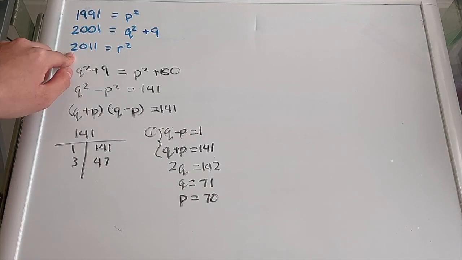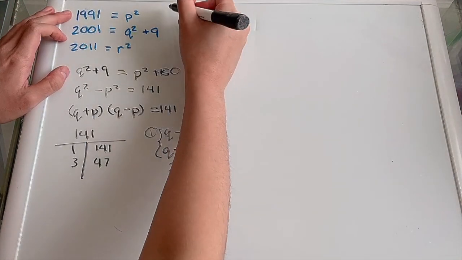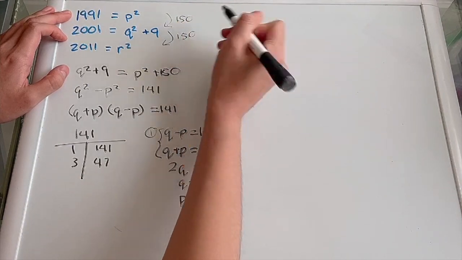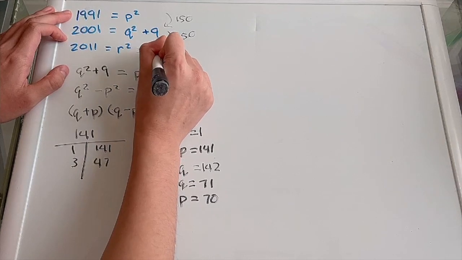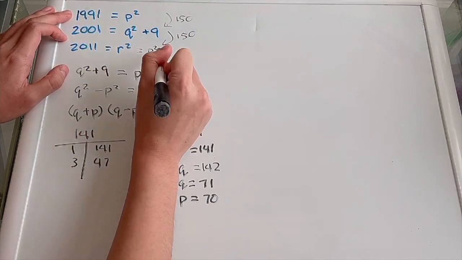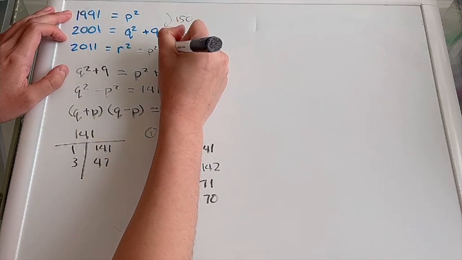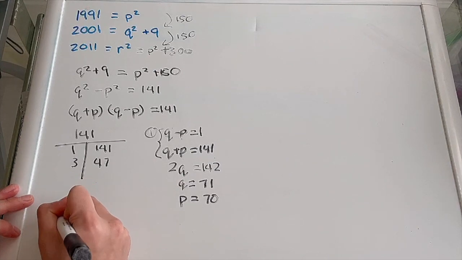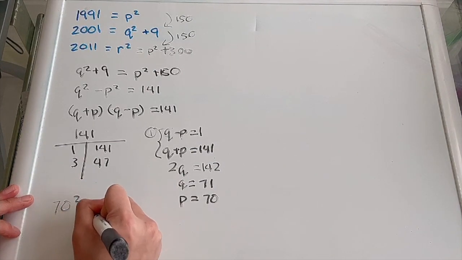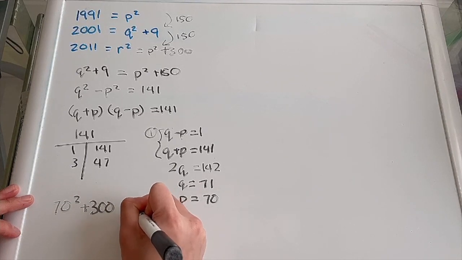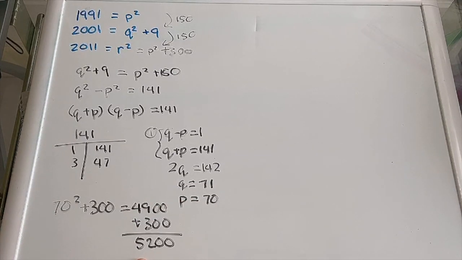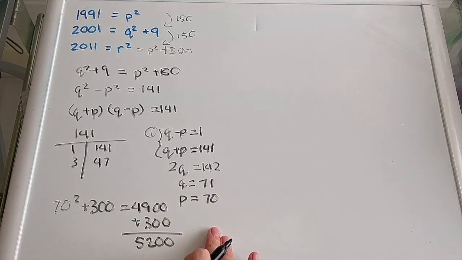So we know that from 1991 to 2001, they added 150, and from 2001 to 2011, it was also another increase of 150. So this would actually just equal p squared, which is the initial population in 1991, and then you add 300. And remember, this is also a perfect square, which is the r squared. So p is 70, so 70 squared plus 300, is this a perfect square? Well, we know that this is 4,900, and then you plus 300. And this is not a perfect square. So we can see that this scenario doesn't work. The first scenario, which is 1 times 141, would not work.